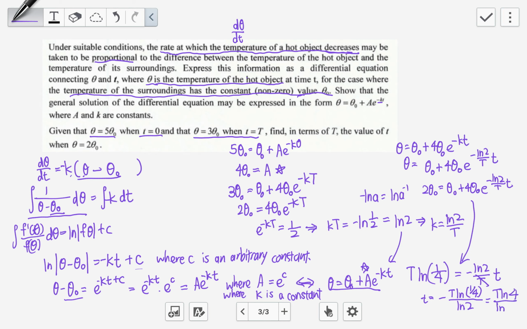and we know that ln 4 is just ln 2 squared, right? So ln 2 squared, this 2 squared is 4, so it equals 2 ln 2 as well because of the ln rules. Then 2 ln 2, and 2 ln 2 over ln 2 will be 2, so t equals 2T.